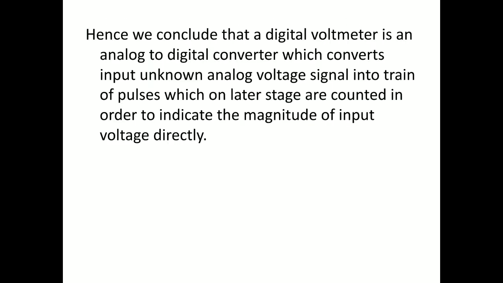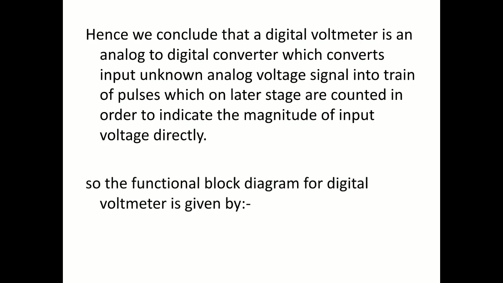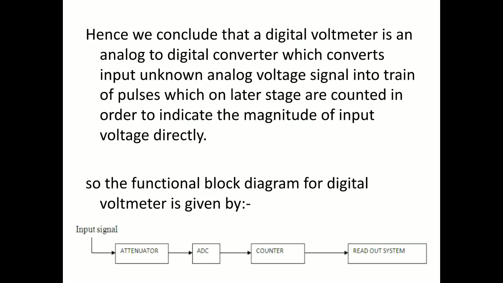So from the above discussion, it is very clear that a digital voltmeter is nothing but a type of analog to digital converter which converts the input unknown analog signal into a train of pulses, and in the later stages they are counted with the help of a counter by providing a suitable calibrated scale in order to determine the value of the unknown voltage. So the functional block diagram of the digital voltmeter can be given like this.